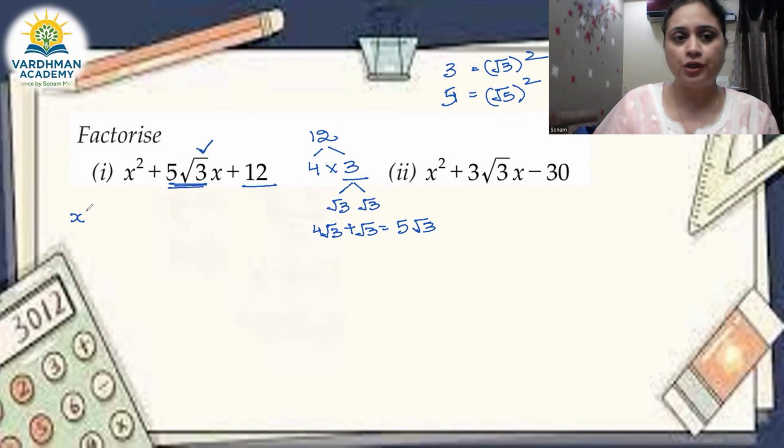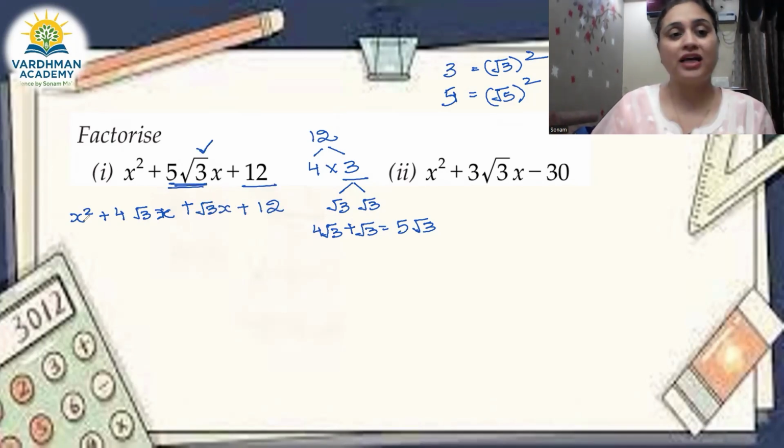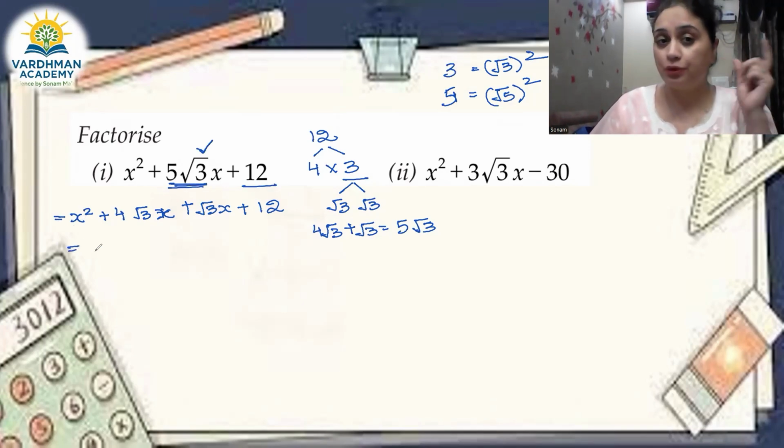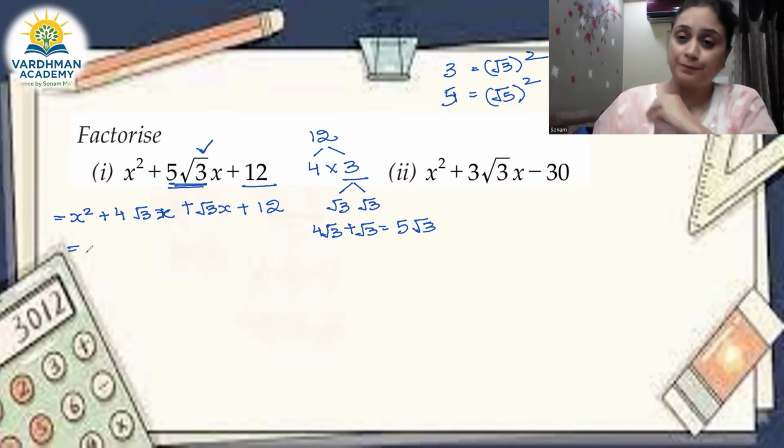So how you're going to put this? X square plus 4 √3x plus √3x plus 12. A second challenge that students face while solving the root polynomials middle term.